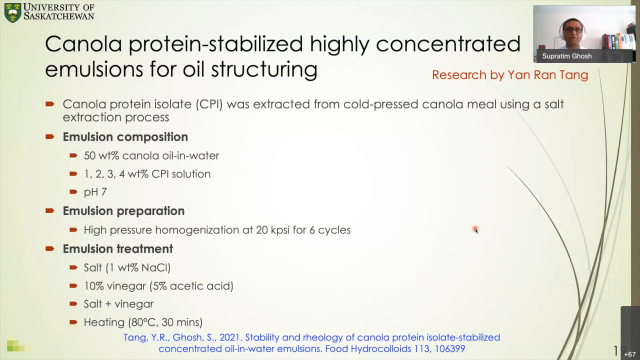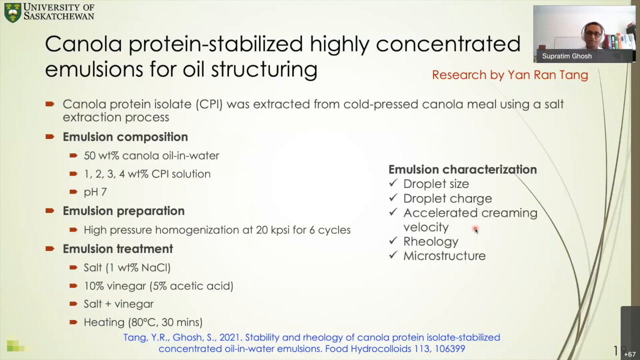This research has already been published in Food Hydrocolloids. Just wanted to mention that. And then we characterized the emulsion using various methodologies that I'm going to discuss.